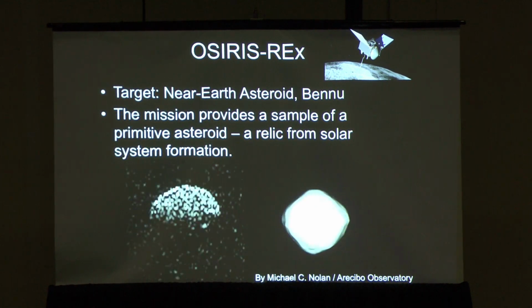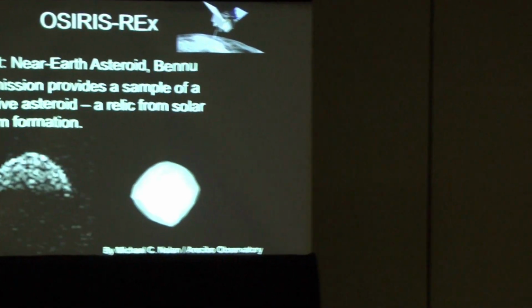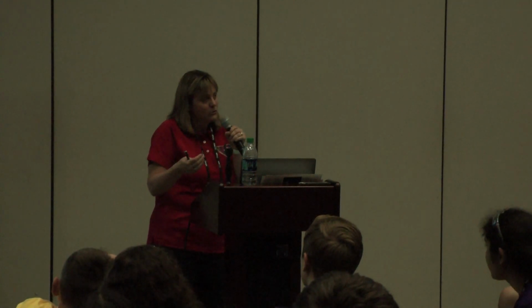It looks like this. And part of the reason we want to go to Bennu is because it's a sample of a primitive asteroid. We can tell that by its spectral type. So if you spread the light out into the different wavelengths, we can see that it's what we call a C-class asteroid, which means that it's primitive. And that means that it's a relic from the solar system formation. And this is going to be really interesting to study.